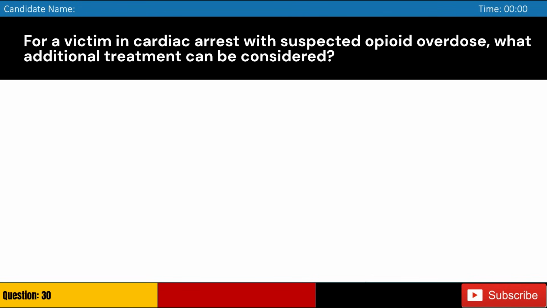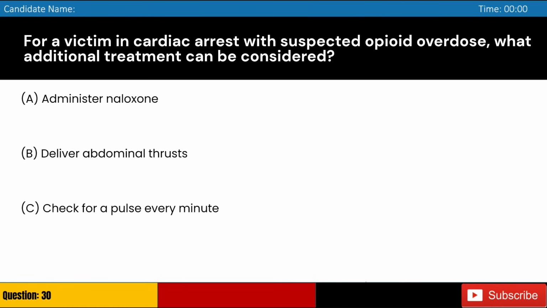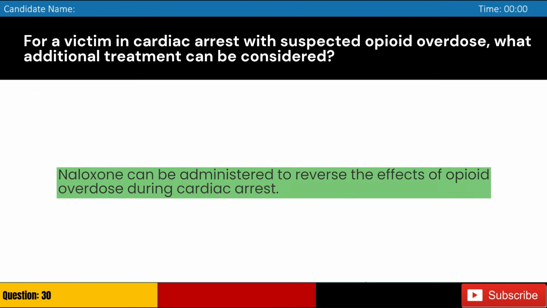For a victim in cardiac arrest with suspected opioid overdose, what additional treatment can be considered? A. Administer naloxone. B. Deliver abdominal thrusts. C. Check for a pulse every minute. D. Administer epinephrine. Answer A. Naloxone can be administered to reverse the effects of opioid overdose during cardiac arrest.